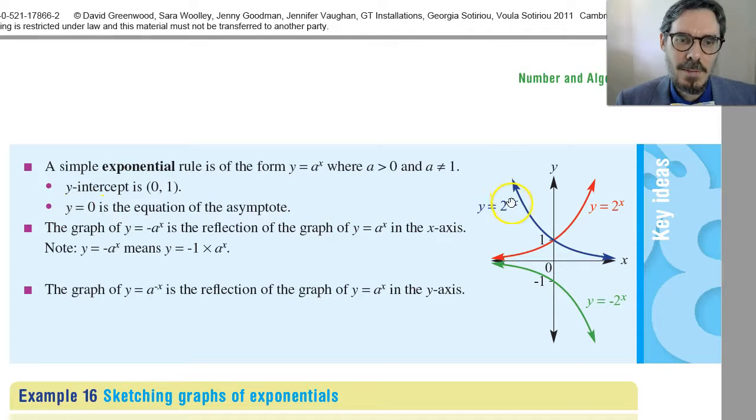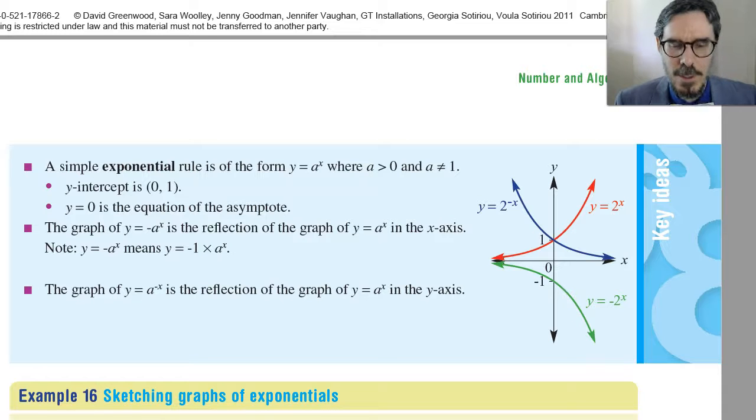If I put a negative sign in my power, that means I'm going to get a reflection in the y-axis. I'm going to flip it over left to right. If I put a negative sign out the front, I'm going to reflect it across the x-axis. I'm going to flip it top to bottom.